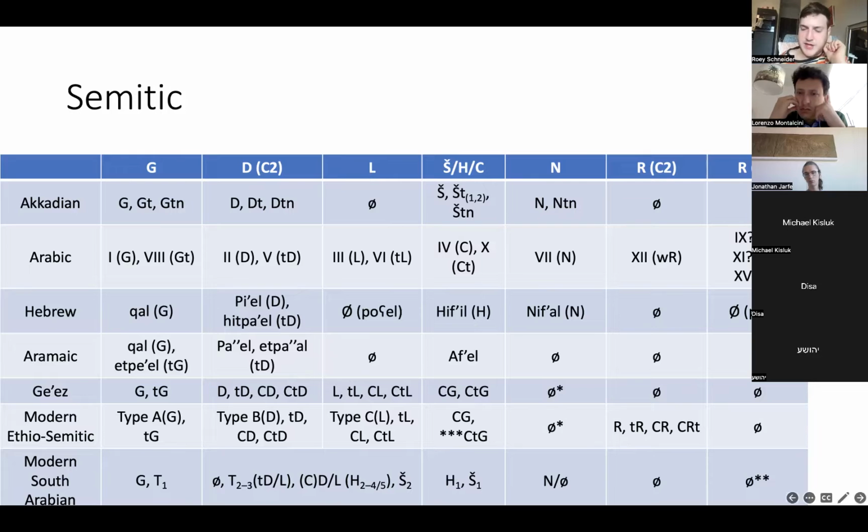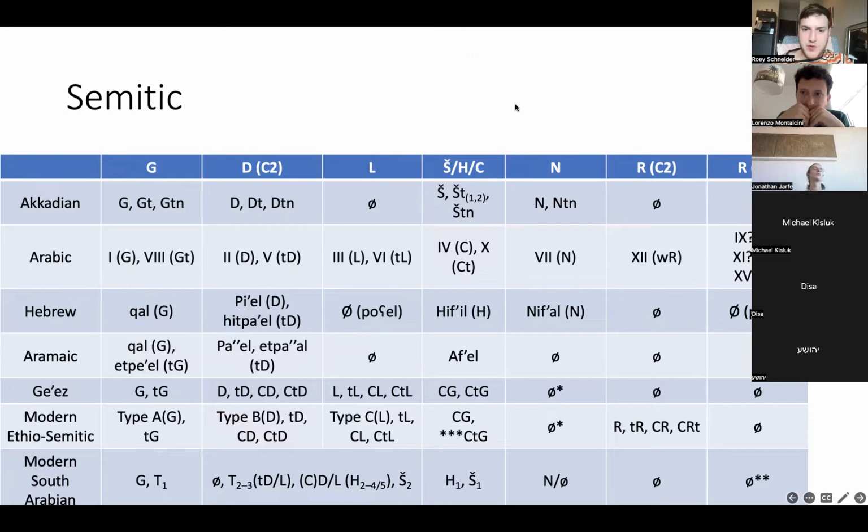Hebrew has this only in weak verbs or hollow verbs, what we call the second glide verbs, polel. And all of the other languages don't really have it. Modern South Arabian probably has a few remnants of C1, C2, C3, C3 roots that look like they come from some kind of system like this.